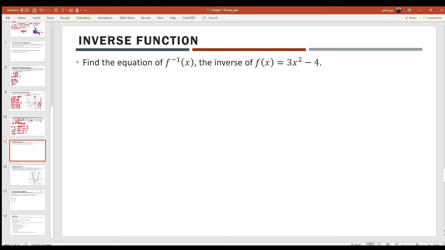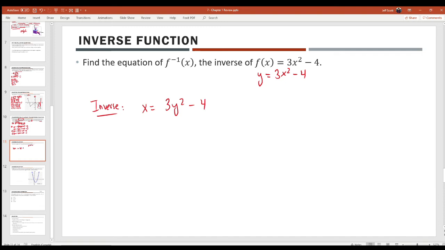Next question is going to go a lot quicker here. We're just looking to find the equation of the inverse of f of x equals 3x squared minus 4. Remember that f of x is just usually a fancy way of saying y, so we can say y equals 3x squared minus 4. To find the inverse of this, so I'll just do it over here. To find the inverse, remember we just switch your x and your y. So instantly we can just say x equals 3y squared minus 4.